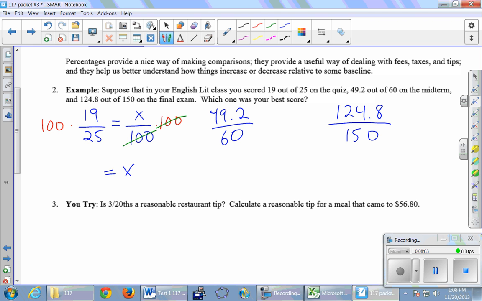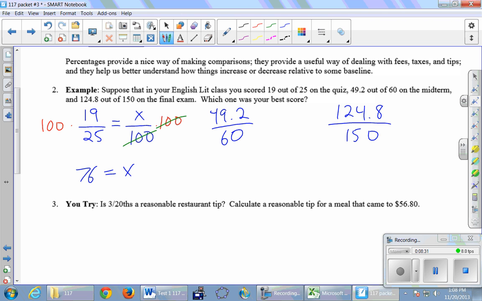What do we get when we type in 100 times 19 divided by 25? 76. That's good. Your score was 76. 76 what? Percent. 76 out of 100. Now we can think about it. You all have some knowledge about what a 76 means and whether or not you think that's a good grade. But you can think about 76 in a better way than thinking about 19 out of 25, because we've standardized it out of 100.